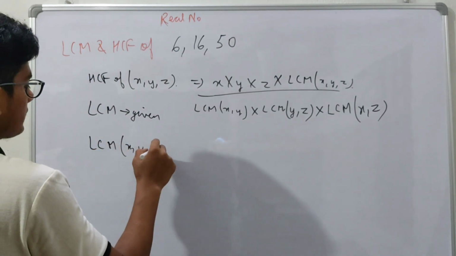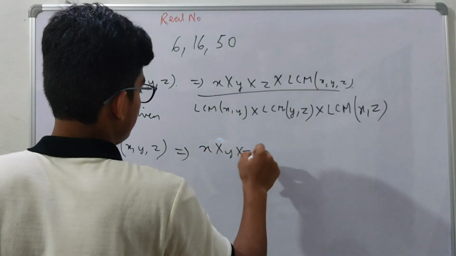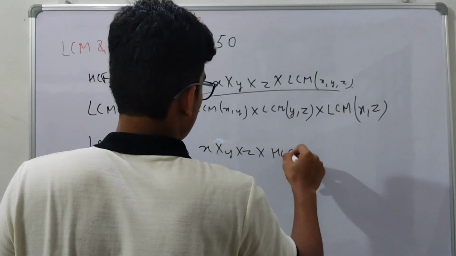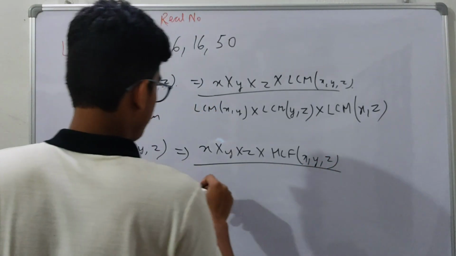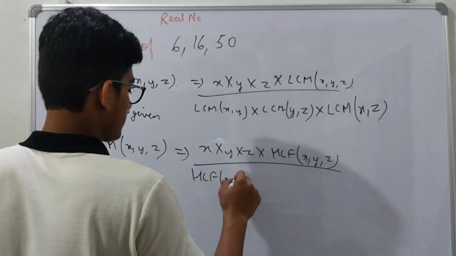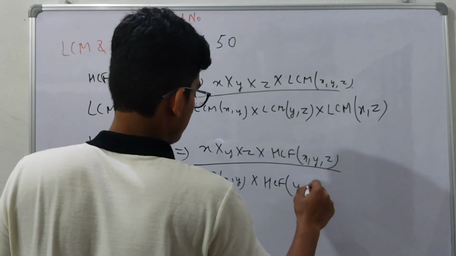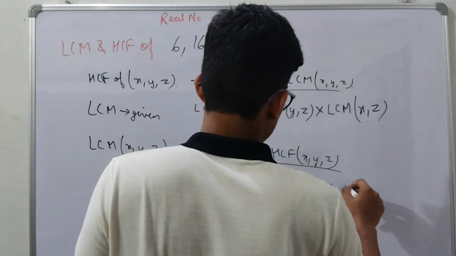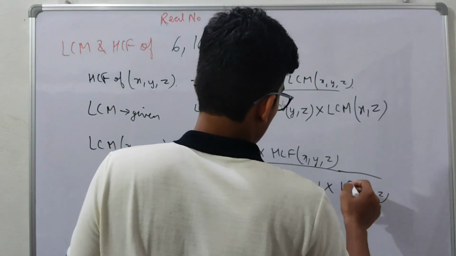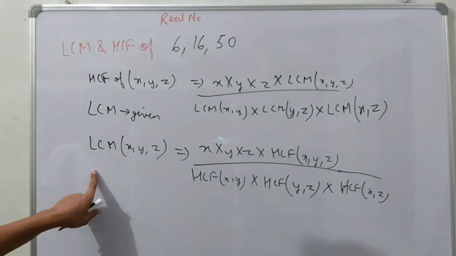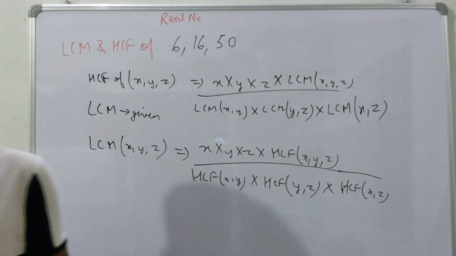For finding LCM of x, y and z, what can we do? We can take x into y into z into HCF of x, y, z, divided by HCF of x, y into HCF of y, z into HCF of x, z. So you can clearly see here that you can find LCM of 3 numbers if HCF of 3 numbers and the 3 numbers are given.